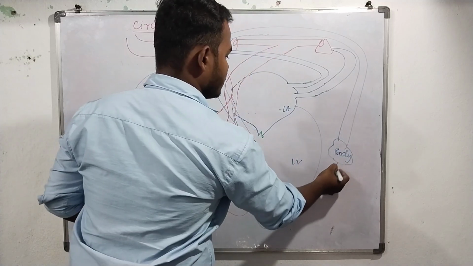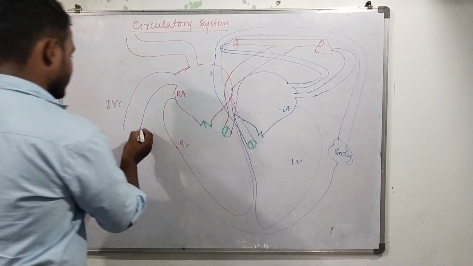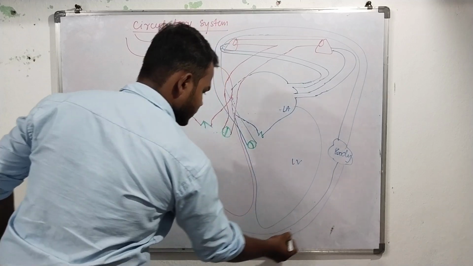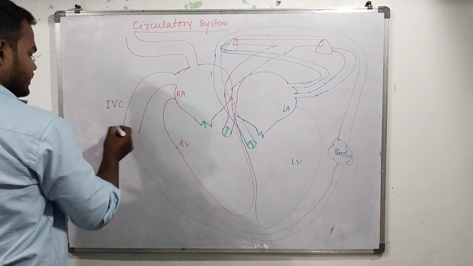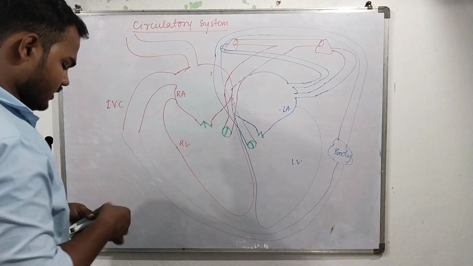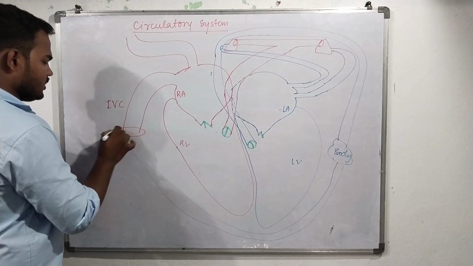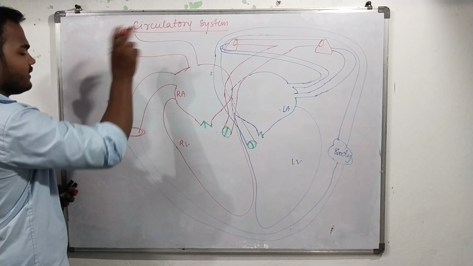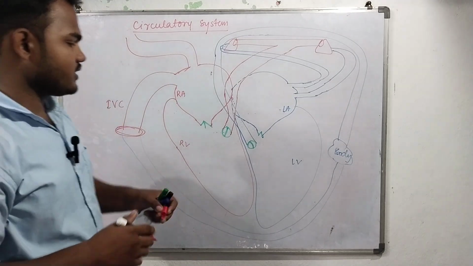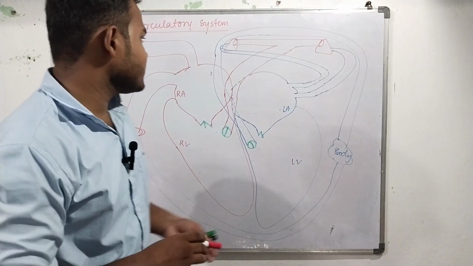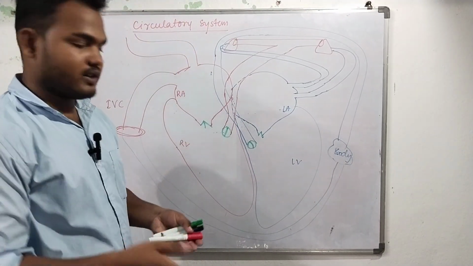Okay, from the body, blood goes to every cell, and from every cell there is deoxygenated blood. It means carbon dioxide rich blood that enters into the inferior and superior vena cava, and again this process occurs. Okay, this is the normal circulation of the blood.